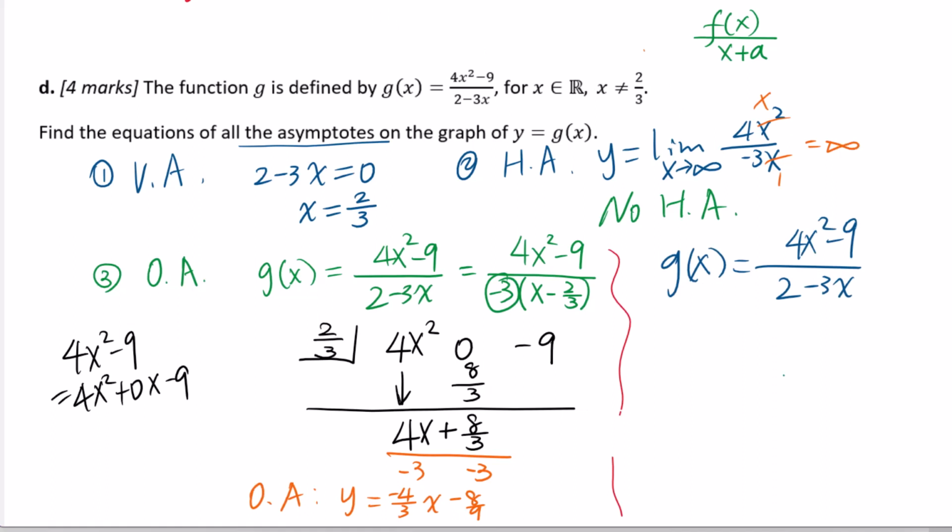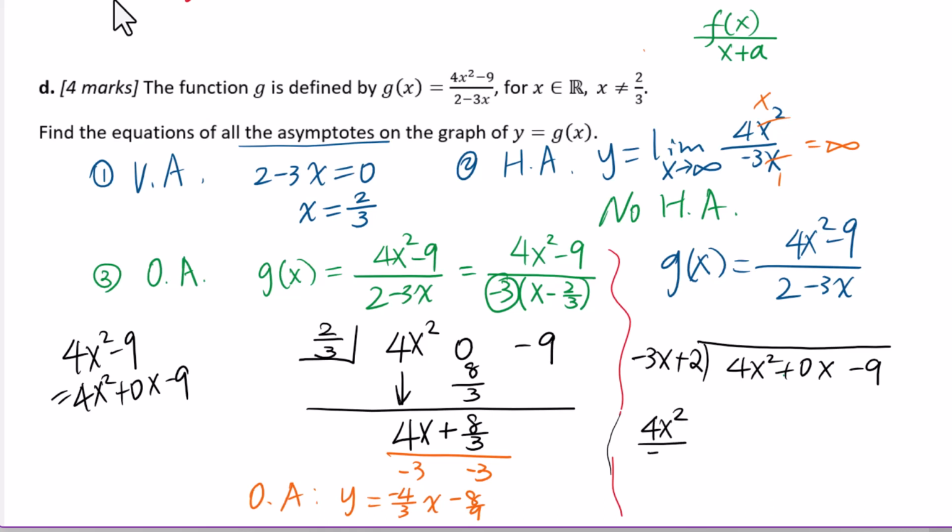We can figure out this oblique asymptote line by long division. 4x squared plus 0x minus 9. No missing power. And also make sure polynomial functions are in standard form. So negative 3x plus 2. Leading term divide: 4x squared over negative 3x equals negative 4 over 3x. Negative 4 over 3x. Do the multiplication: 4x squared, negative 4 over 3x times 2, negative 8 over 3x.